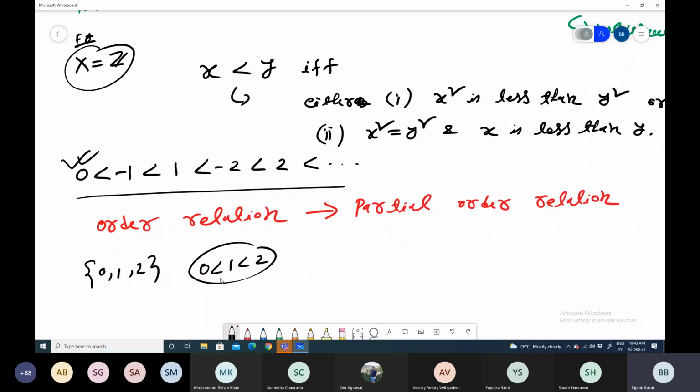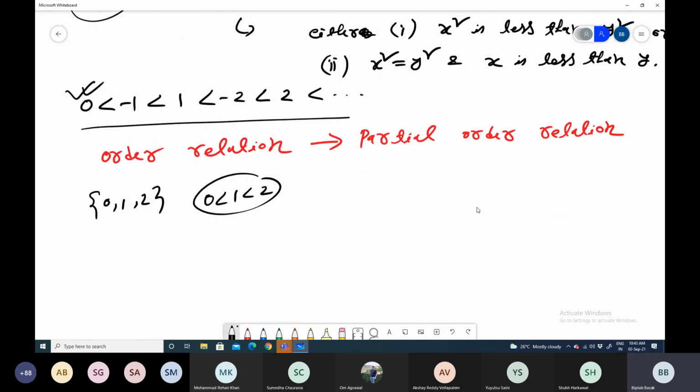Now if you define it in that way, you can still prove that it is an order relation. And if you have a set and you can give it an order, any order, then that set will be called an ordered set. So I can write a definition as well.